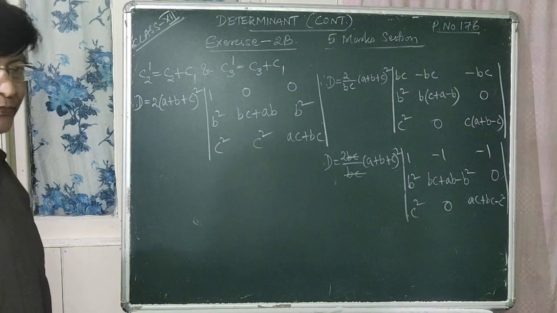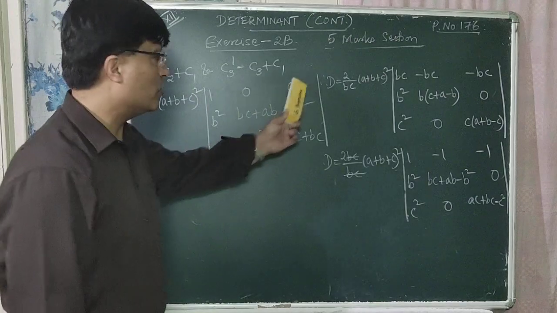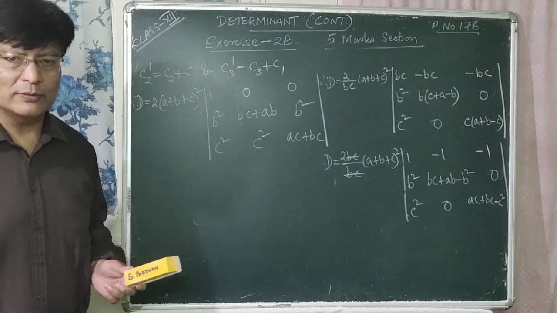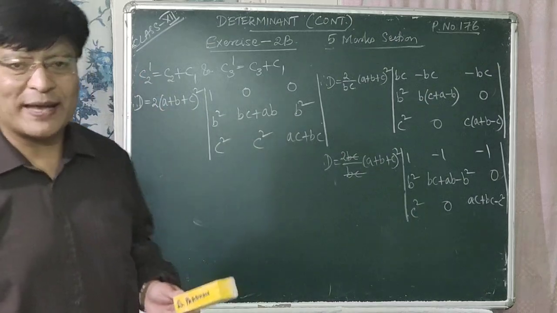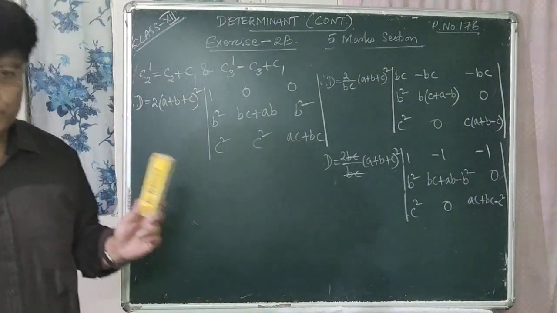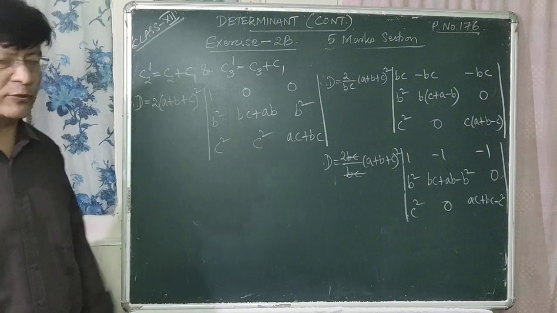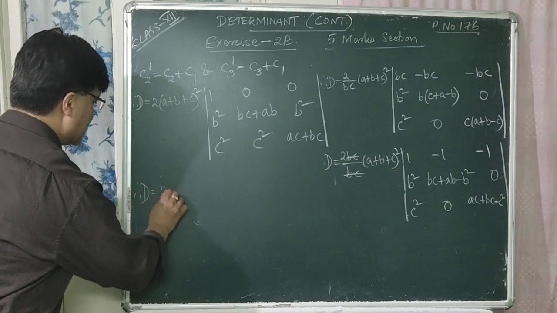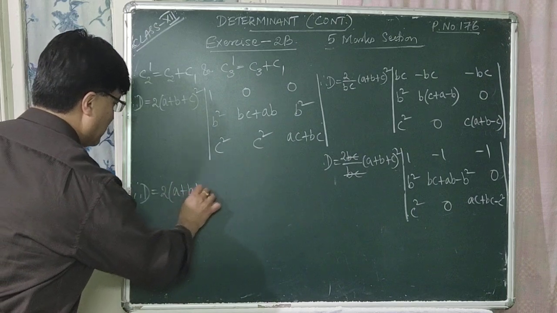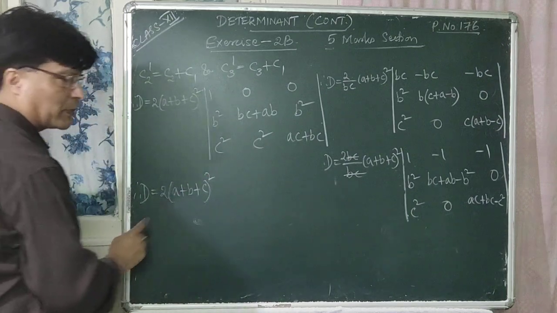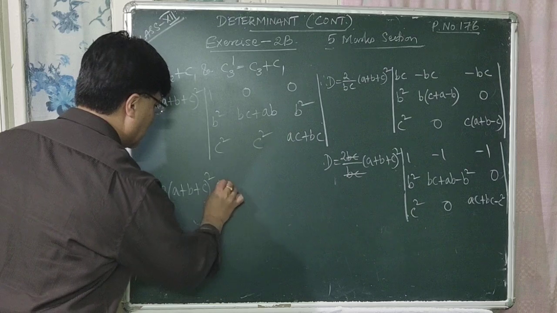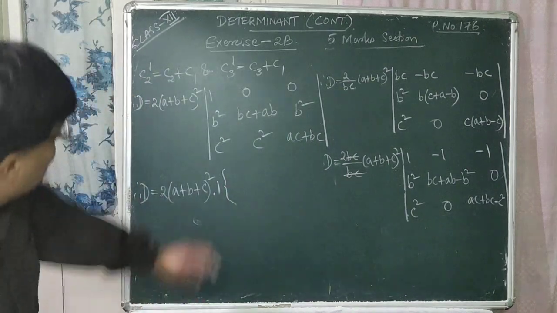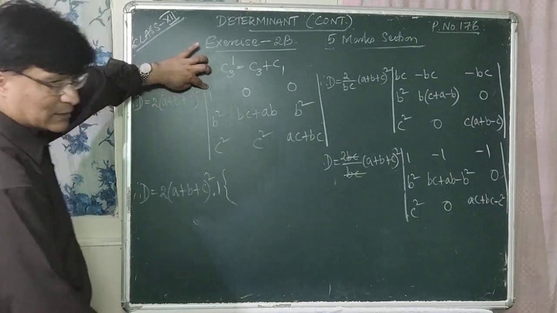Is that clear now? So in the first row, we are getting two elements as 0. That means you can expand it with respect to the first row. Now let us expand it with respect to the first row. So therefore D is equal to twice A plus B plus C whole square. Now let us expand it into 1. Now within second bracket, into 1 is there, isn't it?